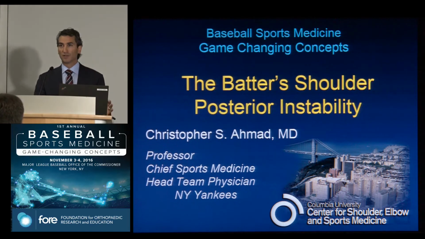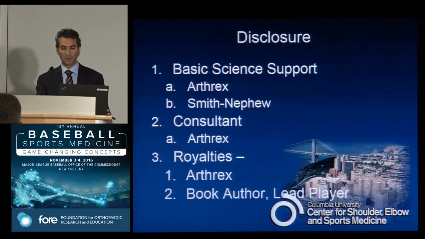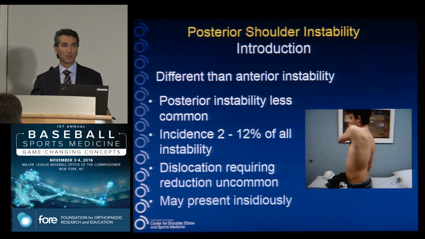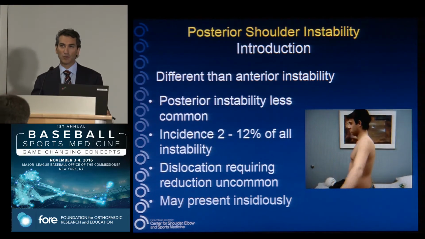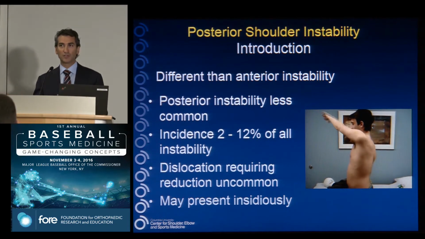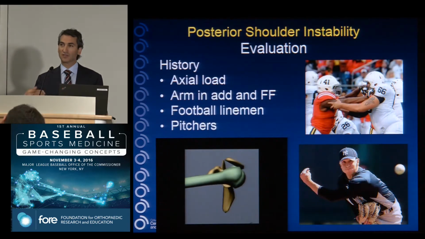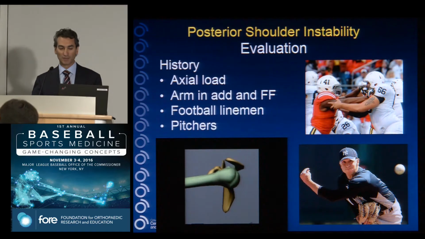The thrower and the pitcher get so much attention, but the batter also has significant problems that challenge us, and frequently it's a posterior instability pattern. Posterior instability, the shoulder going out the back, is much different than anterior instability, much less common. It's only about 10% of all the instability patterns. And when it comes out, it often doesn't require relocation in the emergency room. It usually goes back into the joint on its own, and it usually develops insidiously. It happens over time. It's not a single traumatic event.